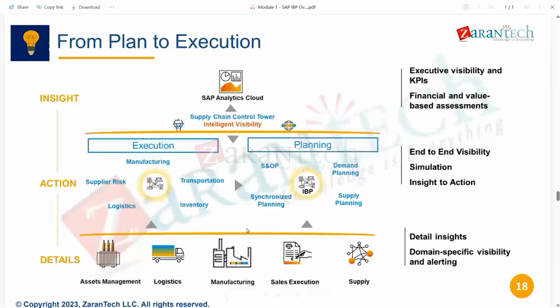So in planning, you see demand planning, supply planning, synchronized planning, and S&OP. And in execution, you see transportation, inventory, logistics, manufacturing, and so on and so forth. So all these inputs, all these activities basically give visibility to the top management team, and they get an insight from all these activities. And IBP plays a vital role in connecting everything together and giving them the results. So using IBP efficiently, you will be able to identify your problem areas.